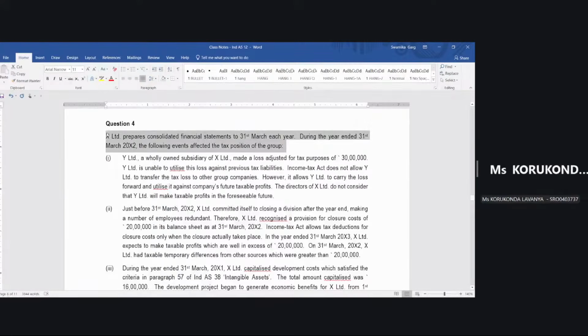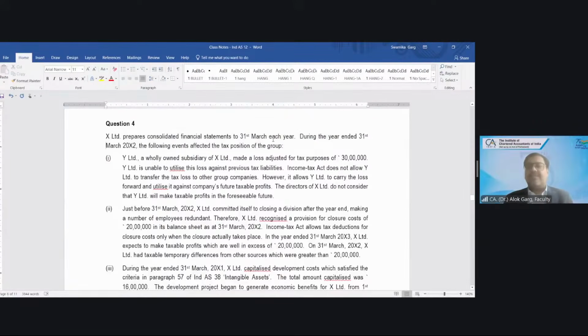X Limited prepares consolidated financial statements to 31st March each year. During the year ended 31st March 2002, the following events affected the tax position of the group. Y Limited, a wholly owned subsidiary of X Limited. Y Limited is a subsidiary, X is the parent. Y Limited made a loss adjusted for tax purposes of 30 lakh. Who made a loss? Y made a loss of 30 lakh rupees.